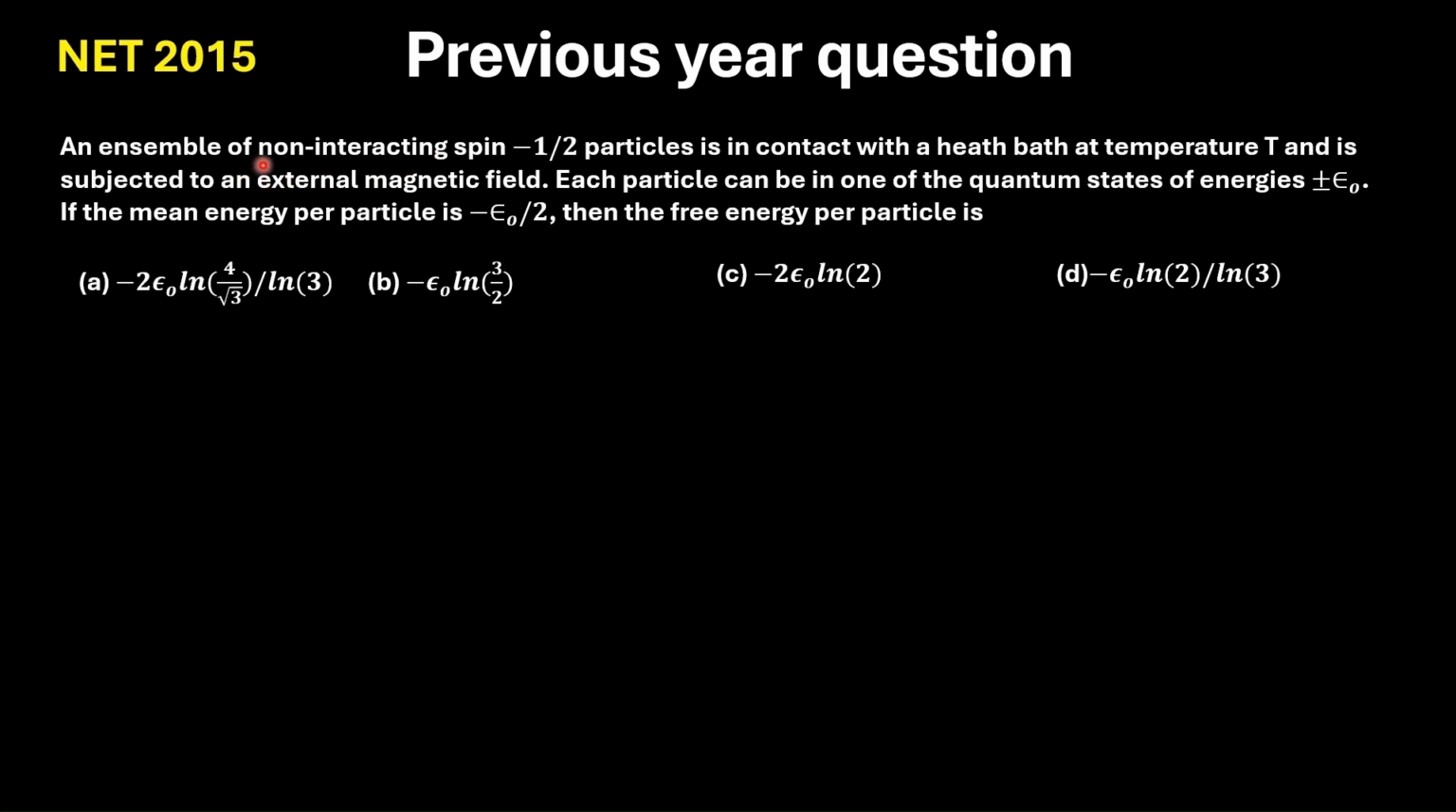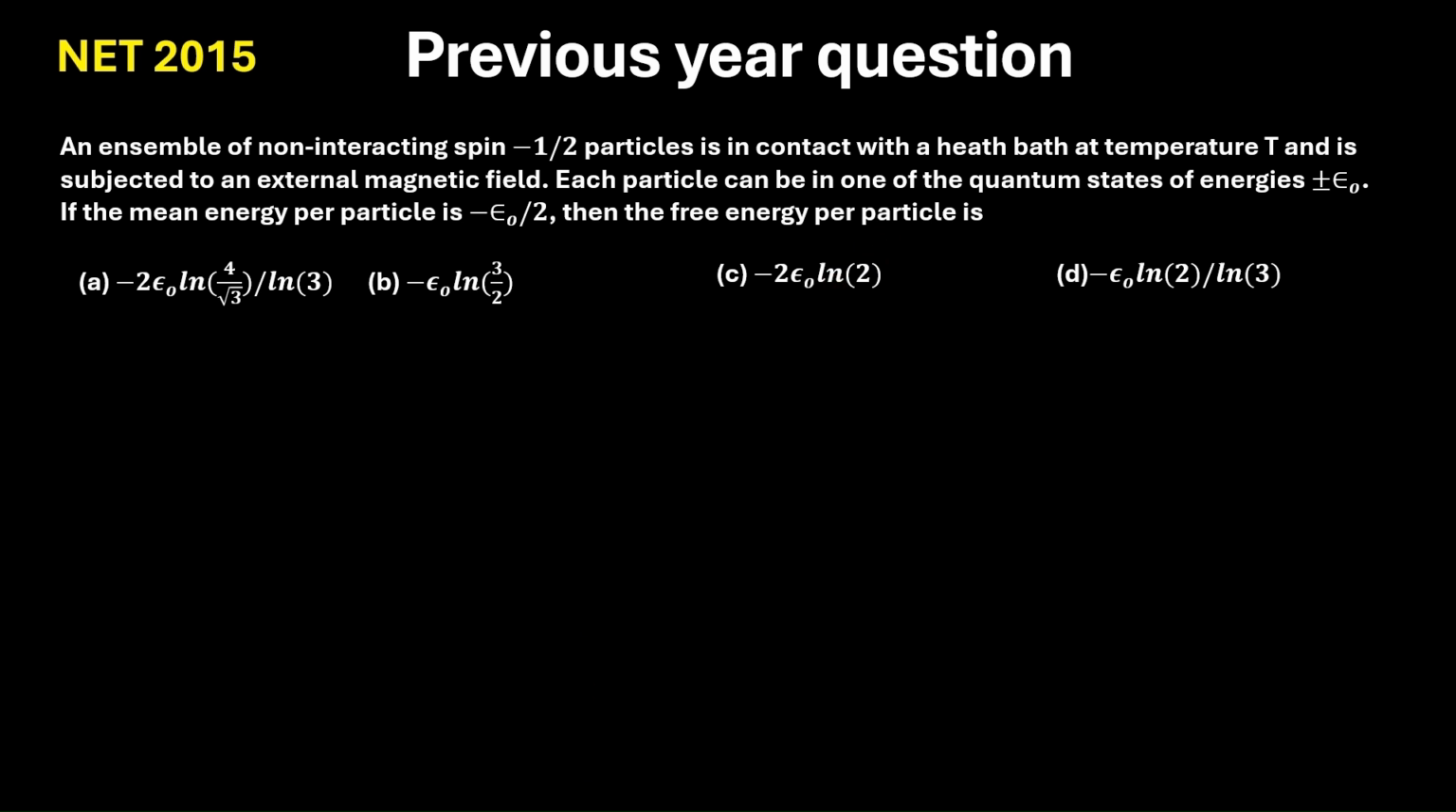Here we are given an ensemble of non-interacting spin-half particles, and it is in contact with a heat bath at temperature T, and it is subjected to an external magnetic field. Each of these particles can be in one of the quantum states of energy plus minus epsilon naught. And please note here that the mean energy per particle is given. It is minus epsilon by 2, and we have to find the free energy per particle.